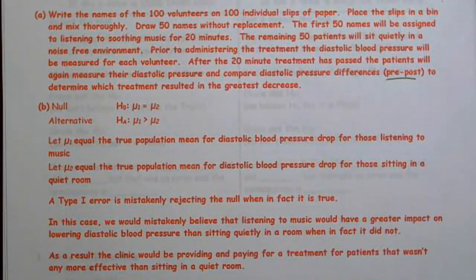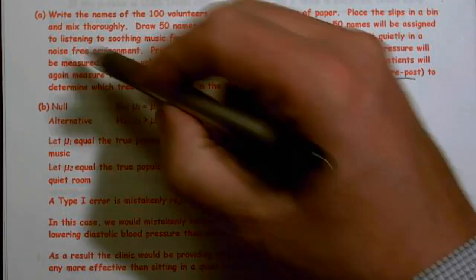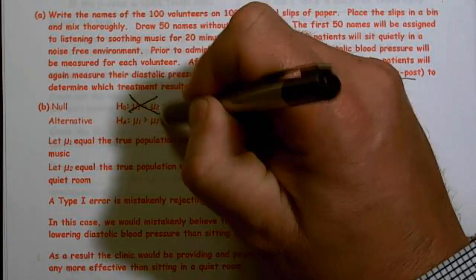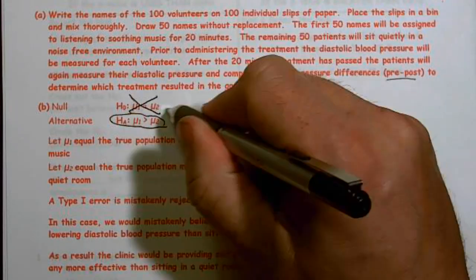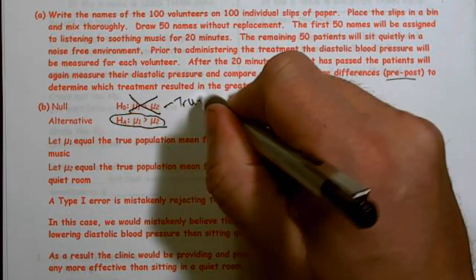What would happen in this? Oh, and by the way, so we made a type 1 error. So a type 1 error says, you know what? We rejected this, but we believe this, but this was true. All right.